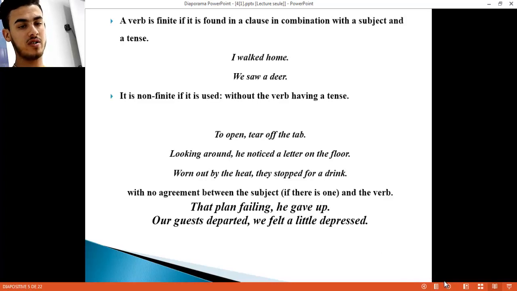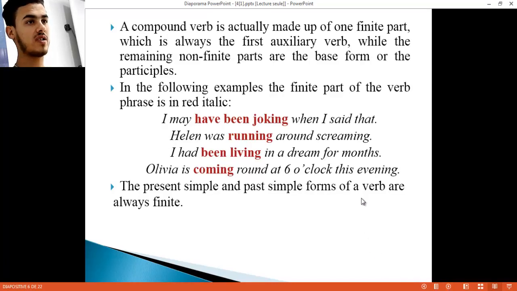We have also to see the compound verb. What is a compound verb? A compound verb is made up of one finite part, which is always the first auxiliary verb, while the remaining non-finite parts are the base form or the participles. In the following examples, the finite parts of the verb phrase are in red italics. I may have been joking when I said that.